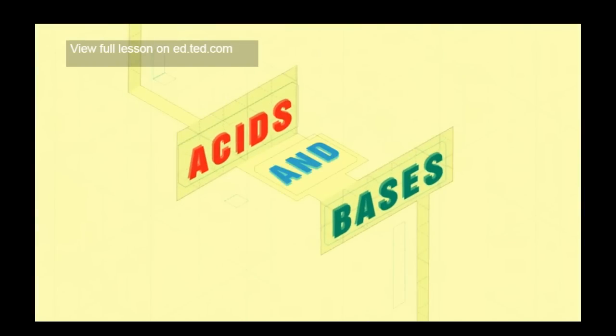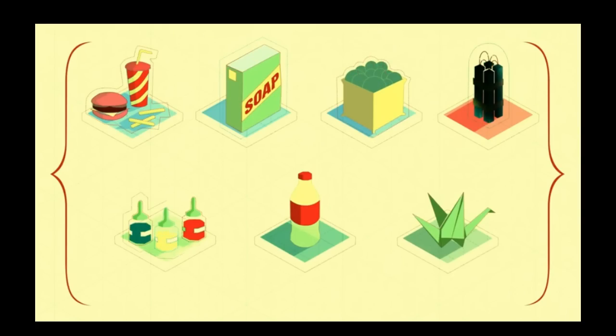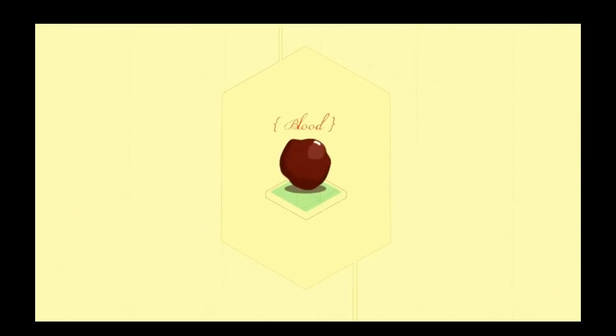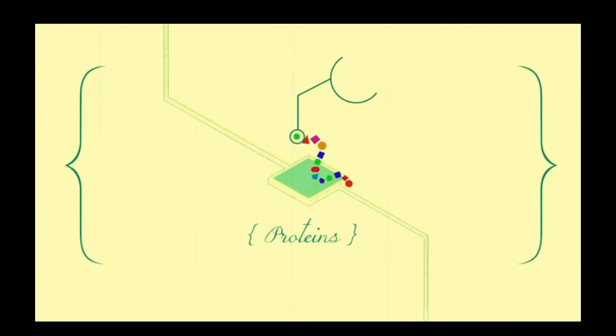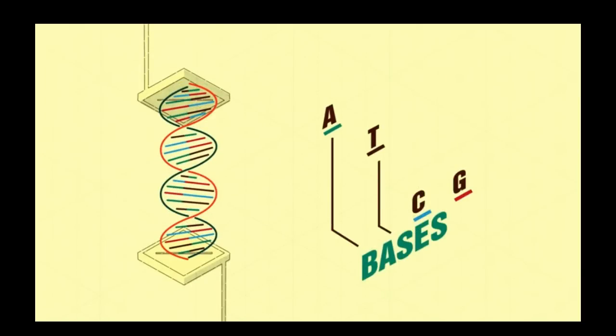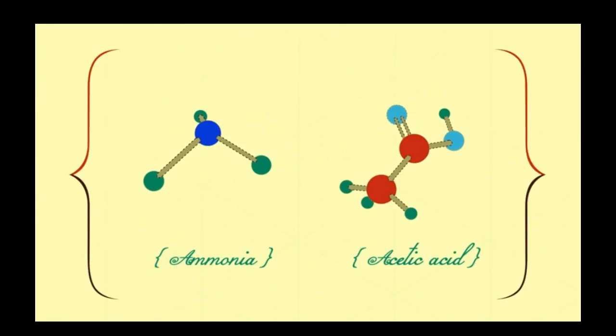Acids and bases are everywhere. They're used to make foods, soaps and detergents, fertilizers, explosives, dyes, plastics, pesticides, even paper. Our stomachs are very acidic. Our blood is slightly basic. Our proteins are made up of amino acids, and the letters in our genetic code, those A's, T's, C's, and G's, are all bases. You were probably taught how acids and bases behave on the molecular level.